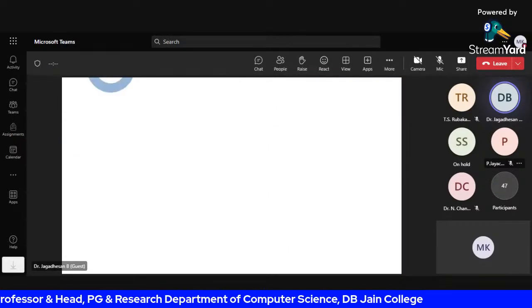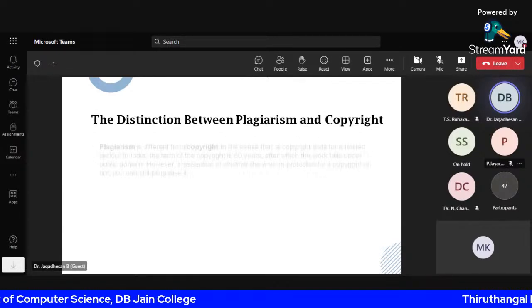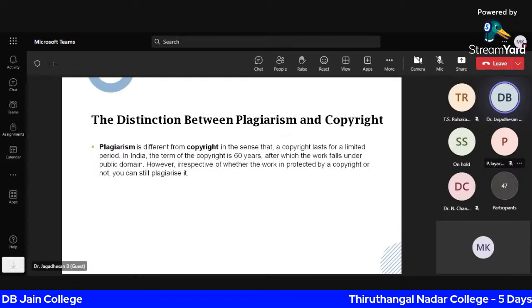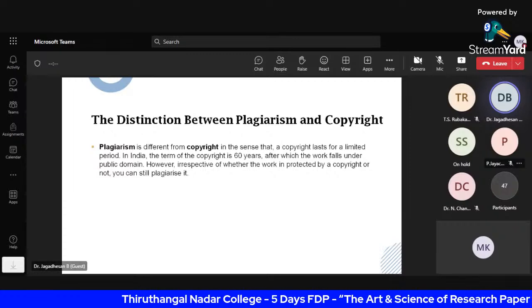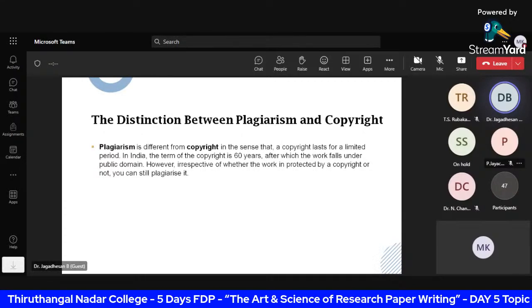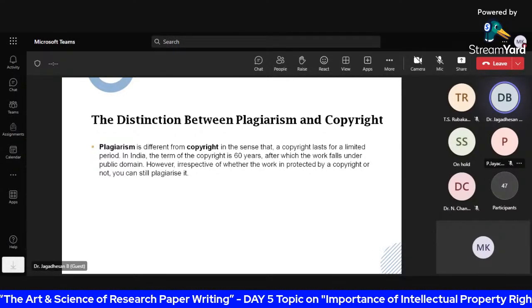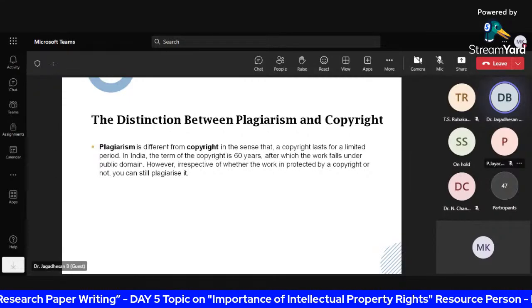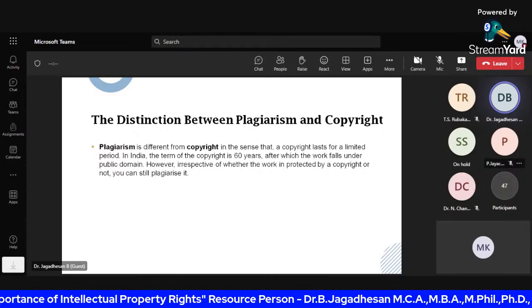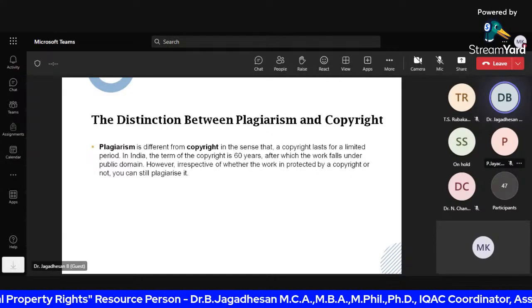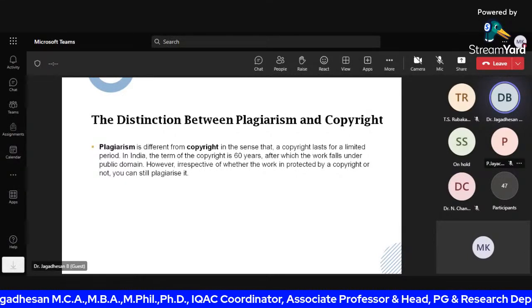So for plagiarism in journal publication or conference proceedings, you have to acknowledge the source. What is the difference between plagiarism and copyright? Plagiarism is different from copyright in the sense that a copyright lasts for a limited period. In India, the term of the copyright is only 60 years, after which the work falls under the public domain. However, irrespective of whether the work is protected by copyright or not, you can still plagiarize it. Plagiarism is totally different from copyright. Copyright is applicable only for a limitation period of 60 years.